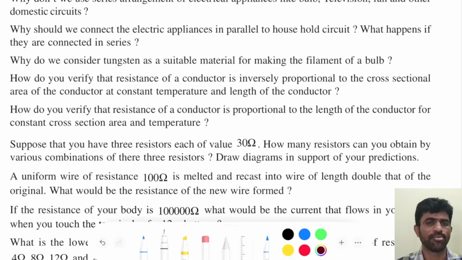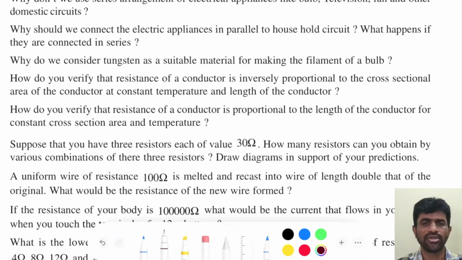Next question. Suppose that you have three resistors, each of value 30 ohms. How many resistors can you obtain by various combinations of three resistors? Draw diagrams in support of your answer. Three resistances are given. How many different kinds of resistances can we produce? One case, you can connect all of them in series, 30 plus 30 plus 30, 90 ohms maximum resistance.